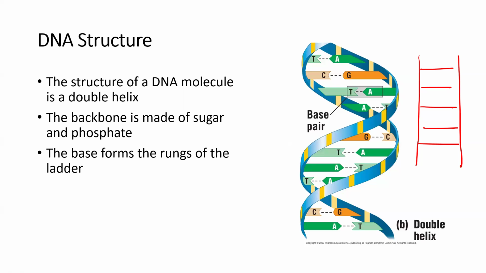And I want you to study this diagram a little bit, right? You might notice A and T always go together, and C and G always go together. So that's called the base pairing rule. It's always going to be happening like this. If you see an A, you will see a T on the other side. If you see a C, you will see a G on the other side.